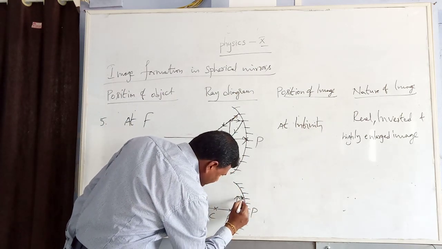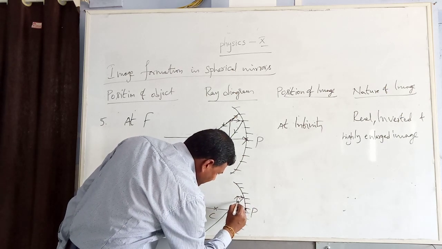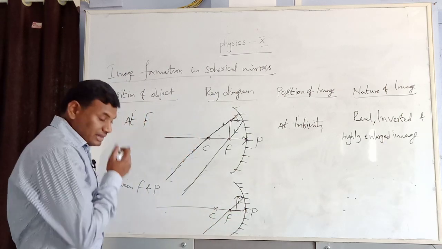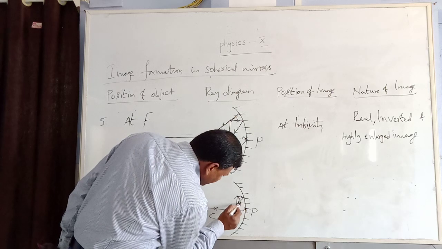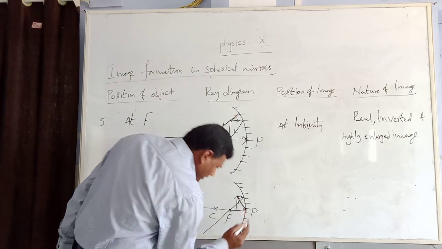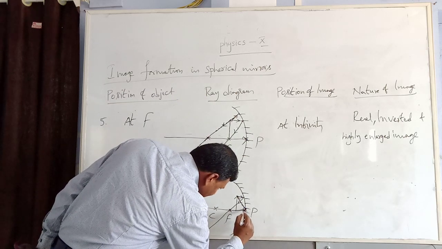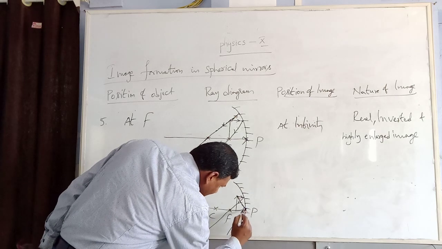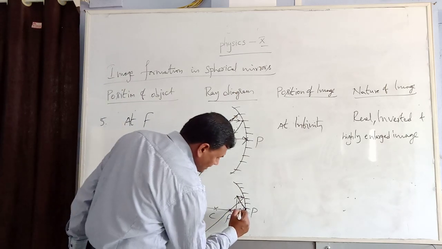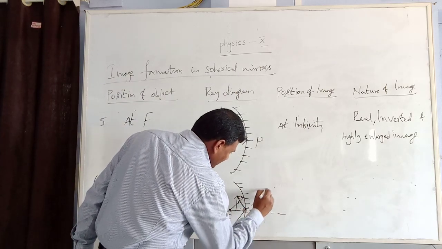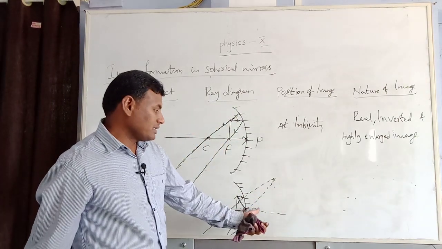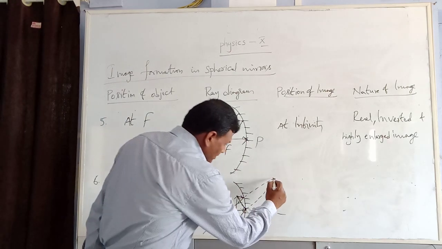Consider a parallel ray, and after reflection the ray passes through the principal focus. And consider another ray such that it is making a certain angle with the principal axis, and after reflection it goes with the same angle, and these two rays appear to be diverging. So we will extend these rays such that these two rays intersect at a certain point. So the extensions of these reflected rays intersect at one point behind the mirror.